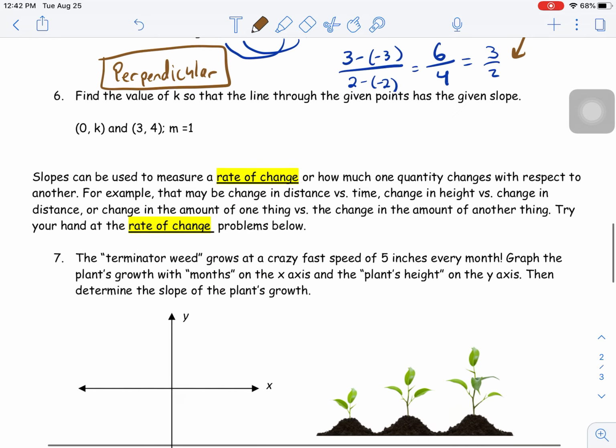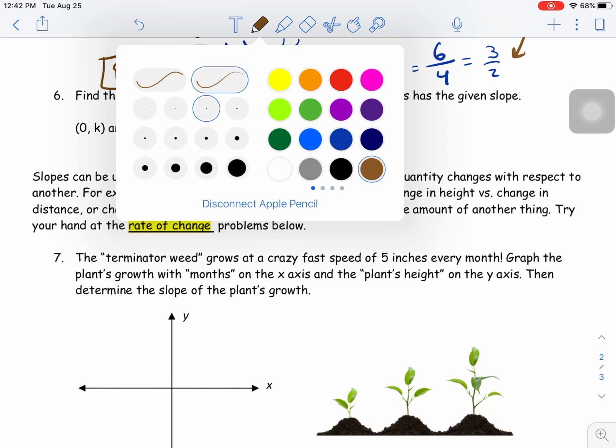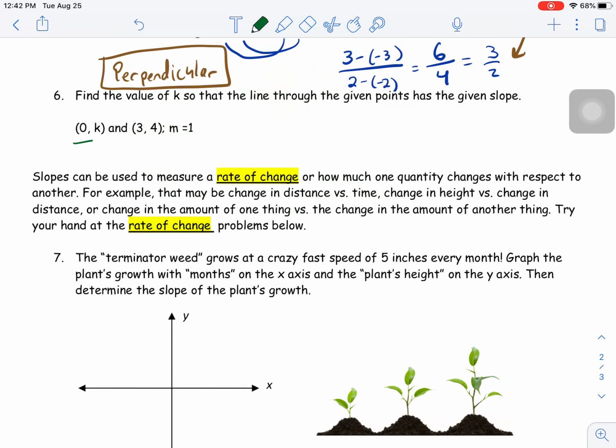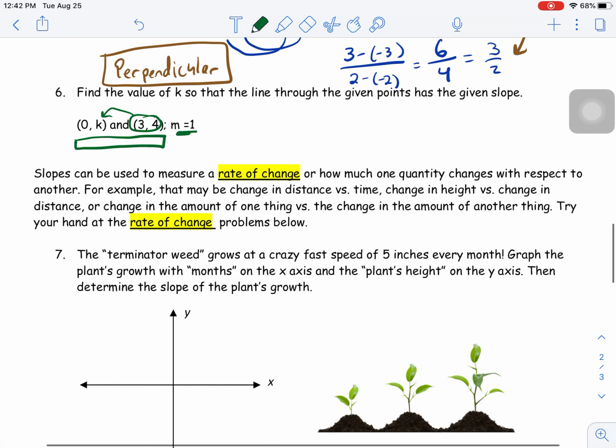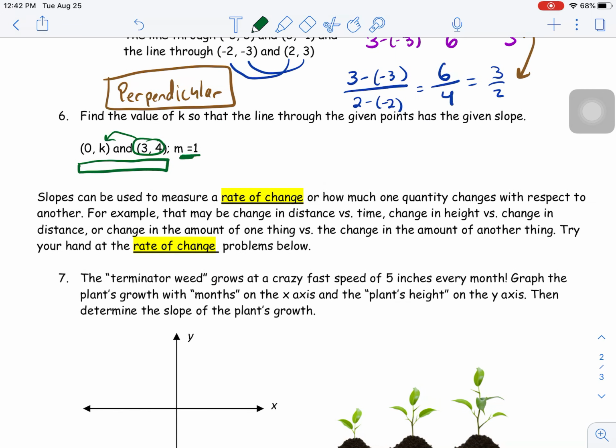Sweet. Alright, next type of question. It says find the value of k so that the line through the given points has the given slope. You can figure this question out, guys, just thinking about it, okay? And thinking about what does it mean to have a slope of 1 and go from this point to this point. Or you can do it mathematically, right?